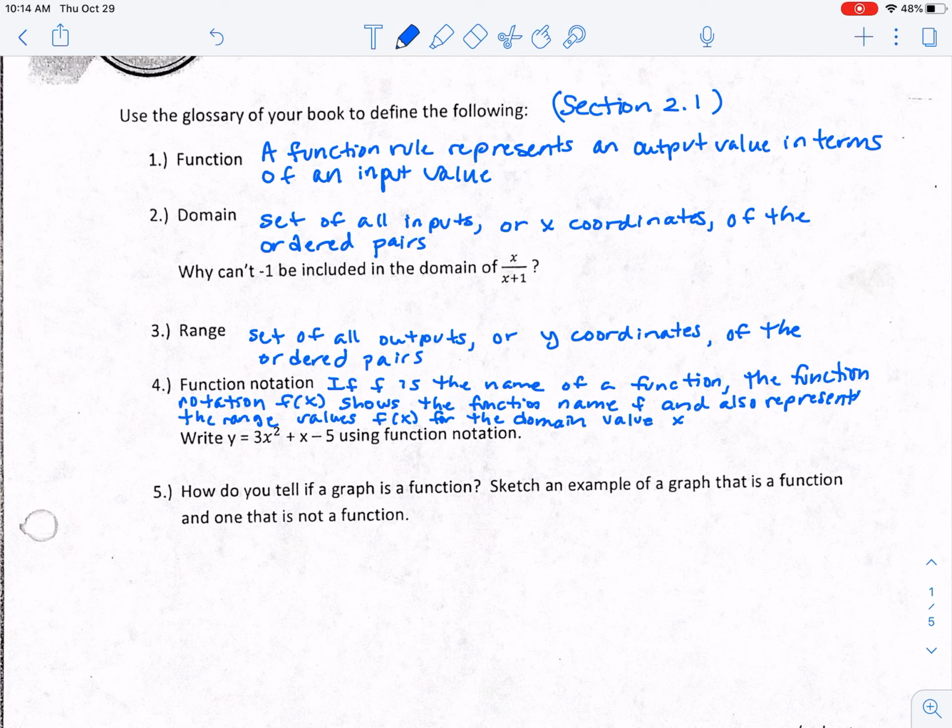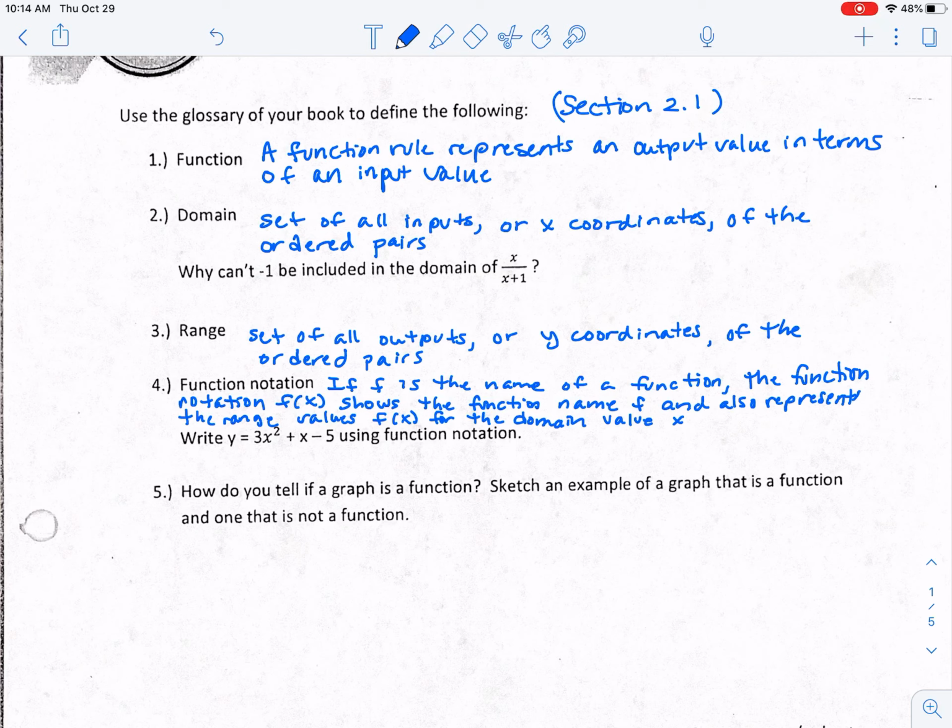The function rule represents an output value in terms of an input value. In other words, when I plug in an x, I get a y, and I get exactly one unique y. The domain is going to be the input values, those x values that you're substituting in of the ordered pair. Okay? The range is going to be the set of all output values, or the y values of the ordered pair.